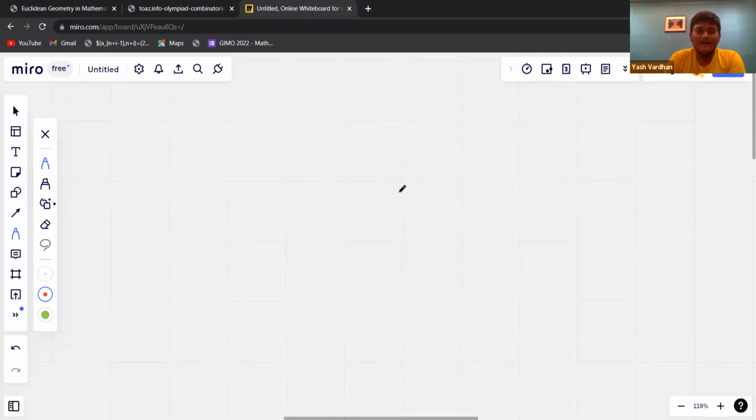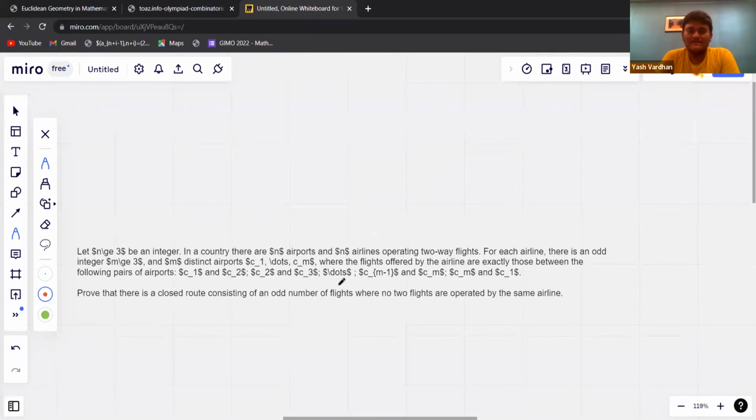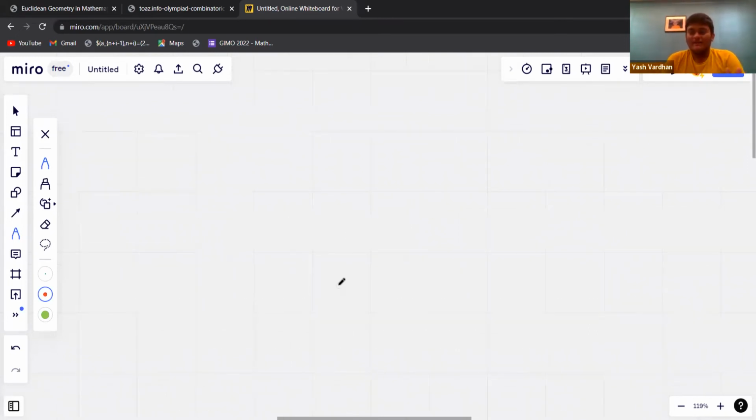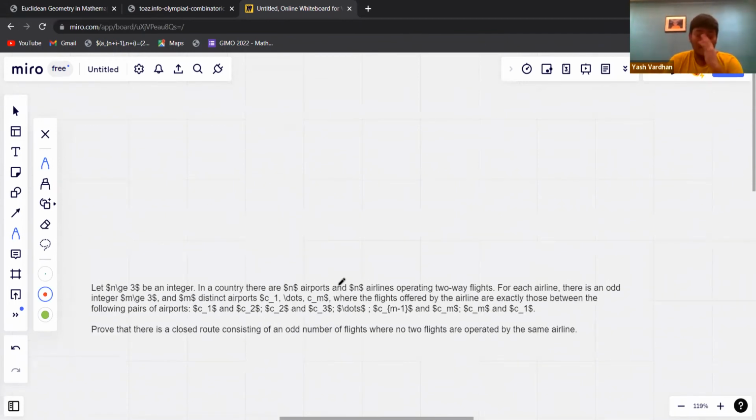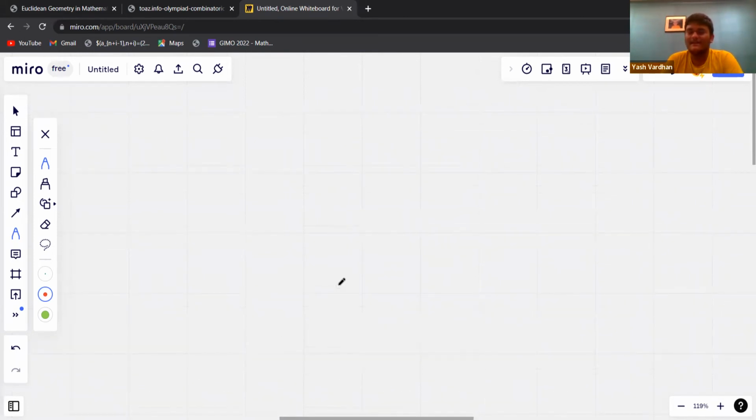So let me translate this actually. You have a graph with n vertices, and this is not necessarily a simple graph. As the problem statement says, you can allow multiple edges between two vertices. So you have a graph with n vertices and its edges are colored in n colors, and the condition is that the edges formed by each color form an odd cycle. And then you need to prove that you can find an odd cycle where each side is distinctly colored. Does everyone get the problem statement?